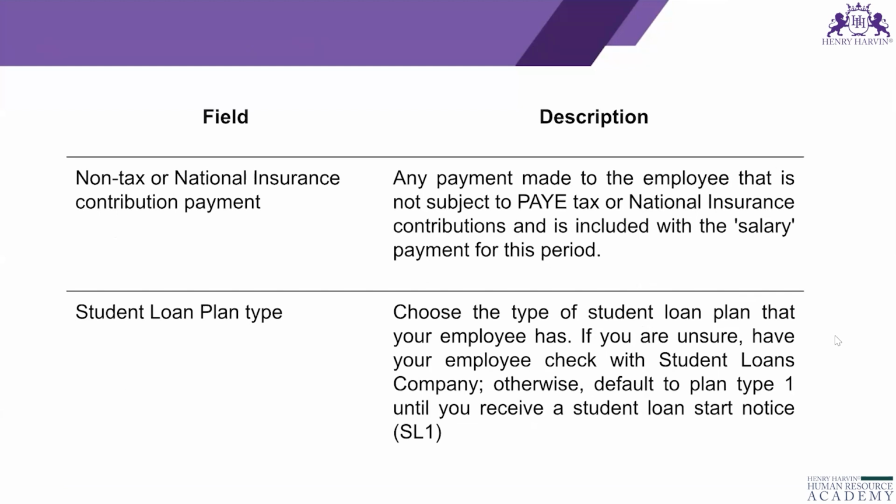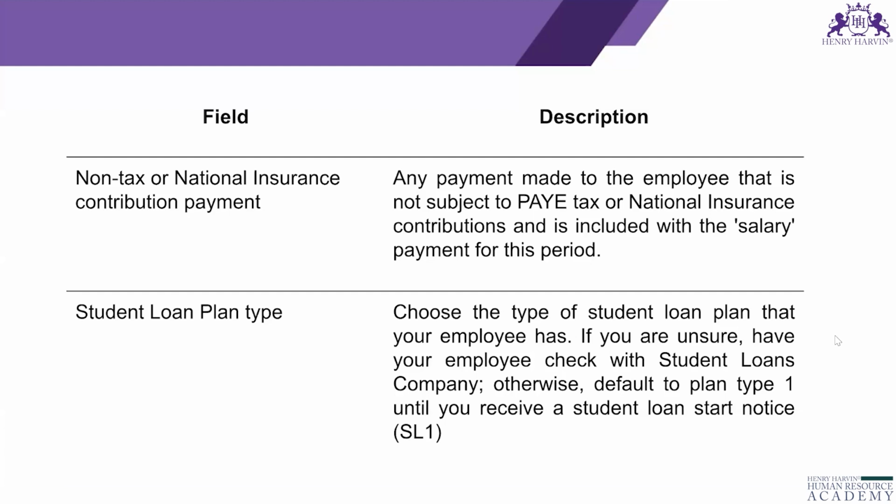Then student loan plan type. You see this here. I told you the plan type will be in another column. Here you will mention the plan type of the employee. Choose the type of student loan plan that your employee has. If you are unsure, have your employee check with the student loan company. Otherwise, default to plan type 1 until you receive a student loan start notice. So in case the employee has told you they have a student loan but you're not sure which plan, you can use default plan 1.